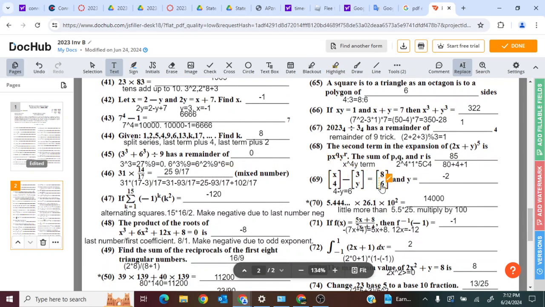Okay, matrix, this 6 value is gotten by this minus that. 4 minus y is equal to 6. Easy enough.